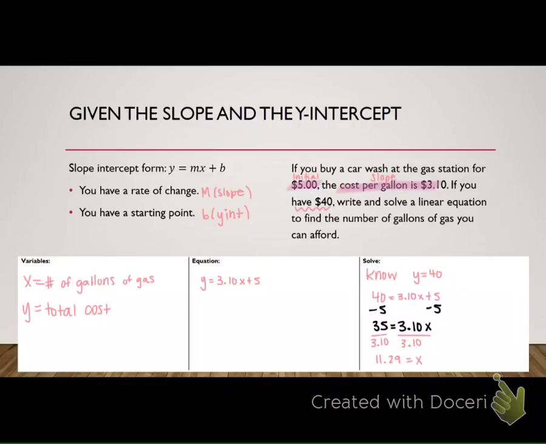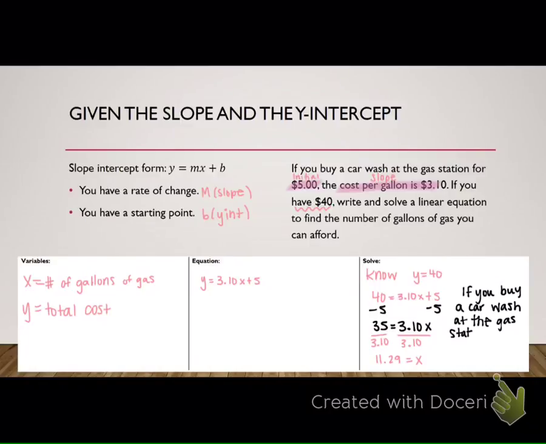So, tell me in a sentence what this means. Connor: Buy a car wash at the gas station for $5, and the cost per gallon is $3.10, and you have $40, and you will be able to afford 11.29 gallons of gas. Okay. If you buy a car wash at the gas station, I'm going to cut out some of that stuff, but you did a good job. And have $40 to spend, you can buy 11.29 gallons of that gas.